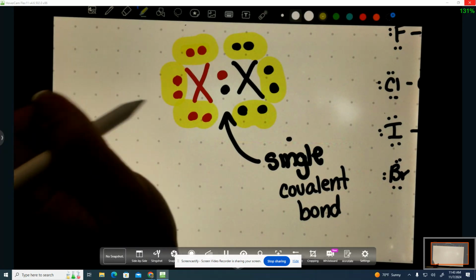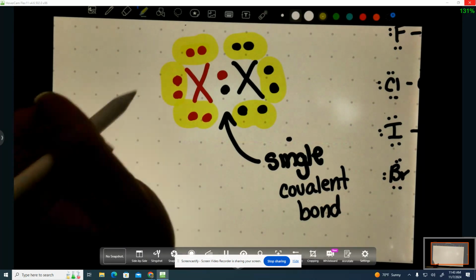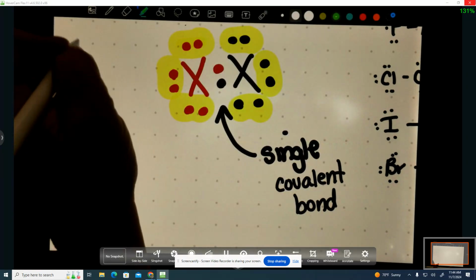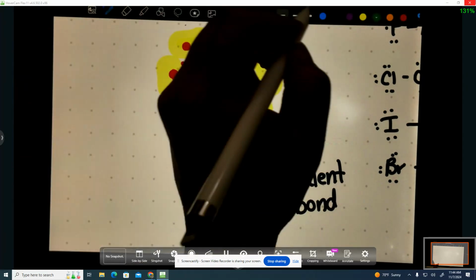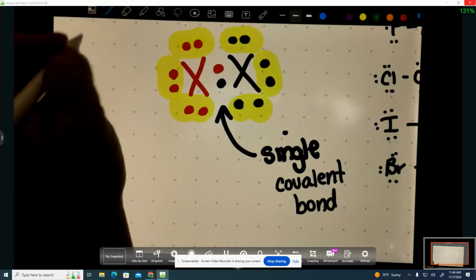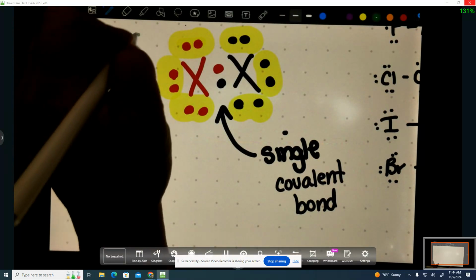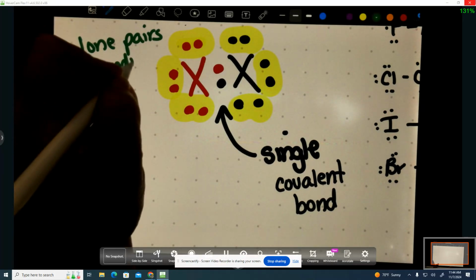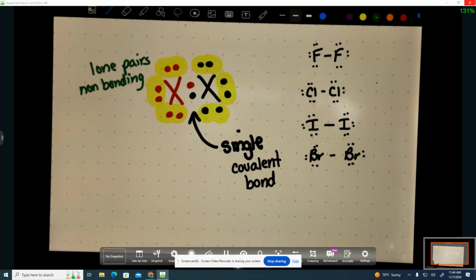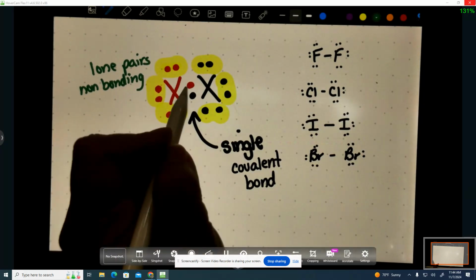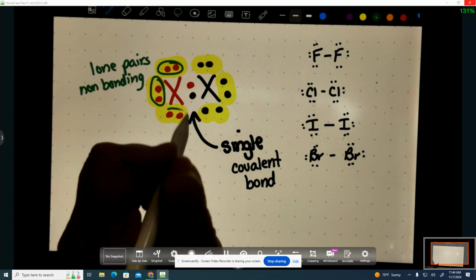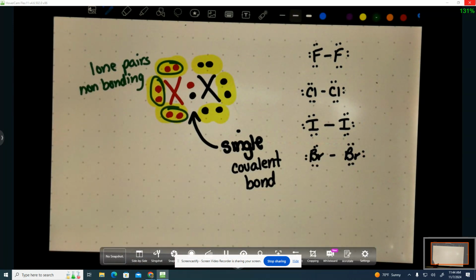There's nothing out here. Non-bonded pairs. Sometimes they're called lone pairs. Non-bonding. This is a non-bonding pair. This is a non-bonding pair. This is a non-bonding pair. So this thing has 6 non-bonding pairs on it.